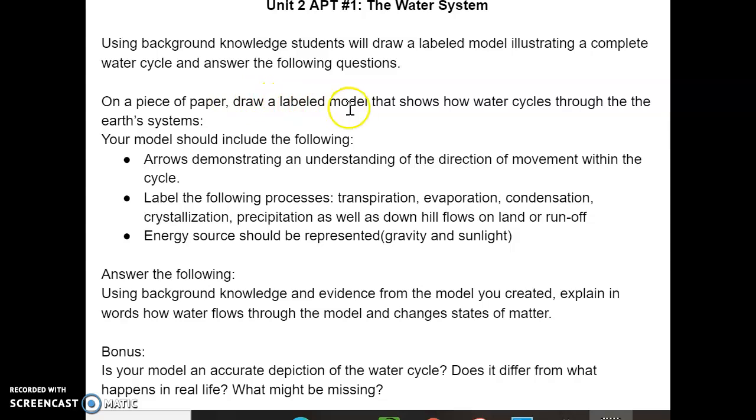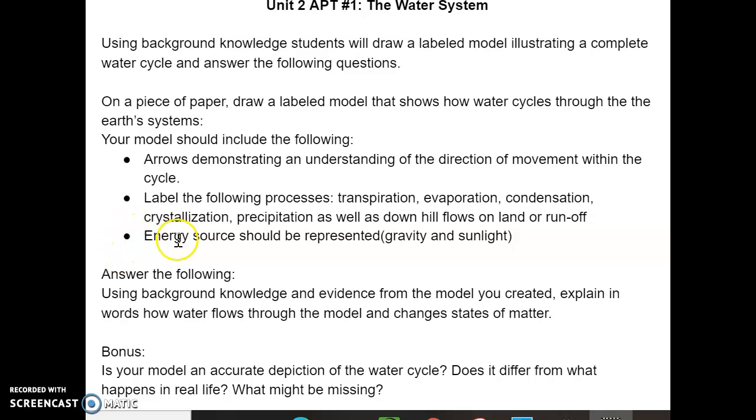So you're going to draw a labeled model that shows how water cycles through the Earth systems. So your model has to have arrows that demonstrate an understanding of the direction in which the water moves within the cycle. You need to label these processes. Transpiration, evaporation, condensation, crystallization, you should know that, maybe think about it a little or maybe Google it, precipitation, as well as the downhill flows on land or runoff.